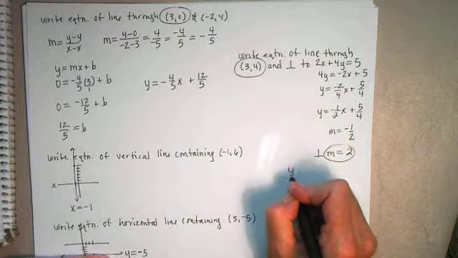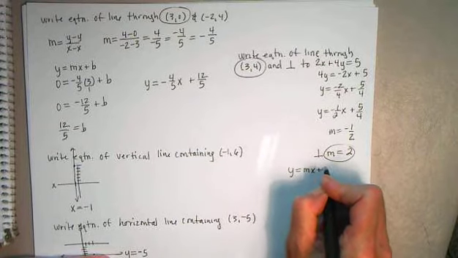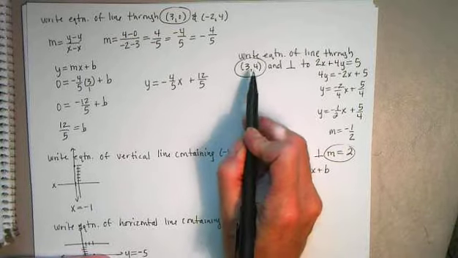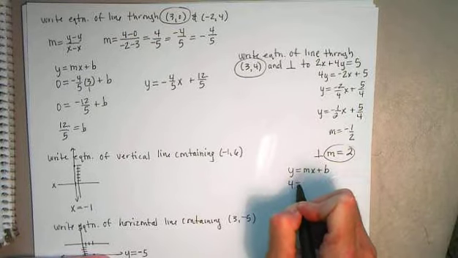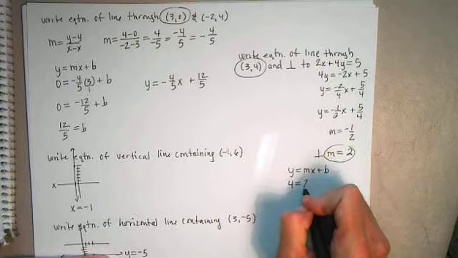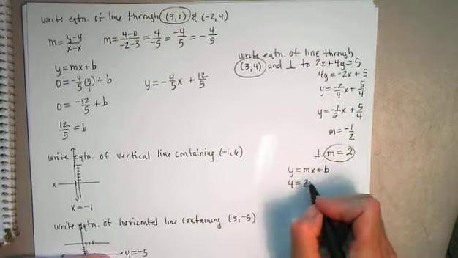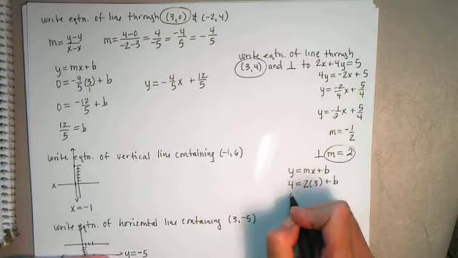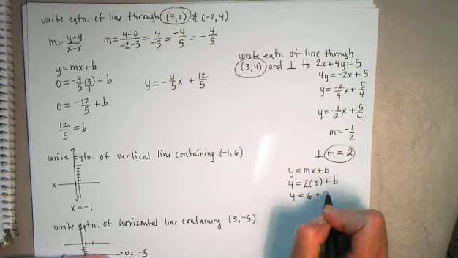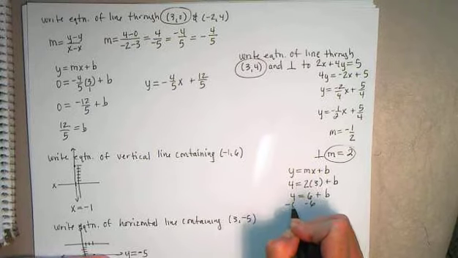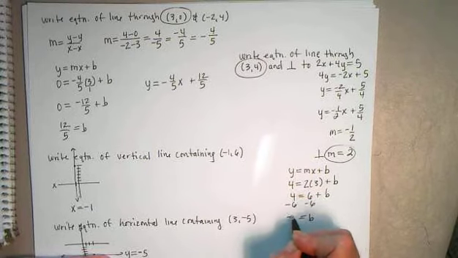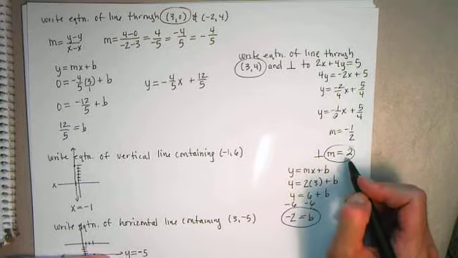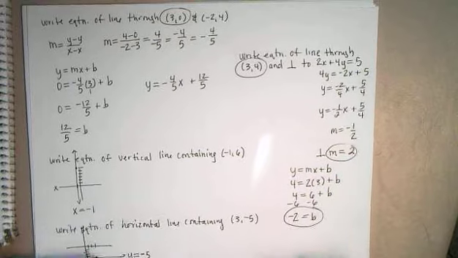So here we go. y equals mx plus b. Plugging it in to find b. So I'm going to plug in y, which is 4, m, which is 2, x, which is 3. And I will use all of that to find b. So 4 equals 6 plus b. So we'll subtract 6 from both sides, and we get -2. Now that you have the y-intercept and you have the slope, you can write your equation.